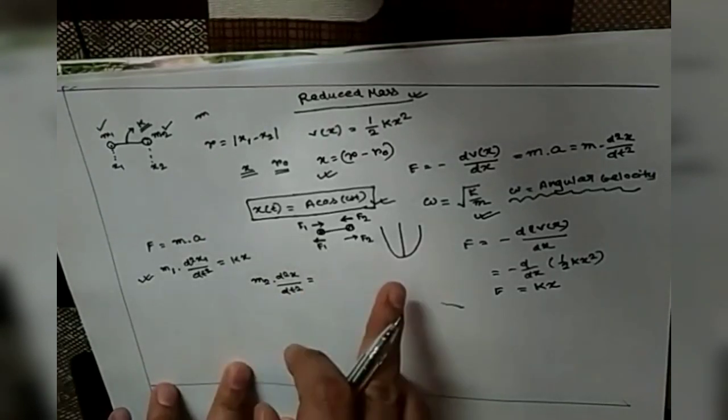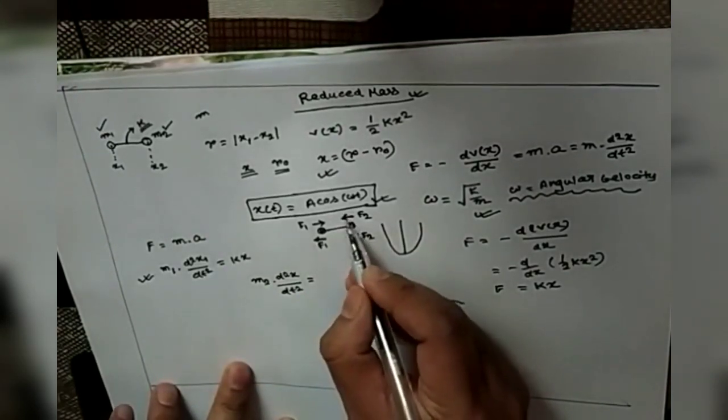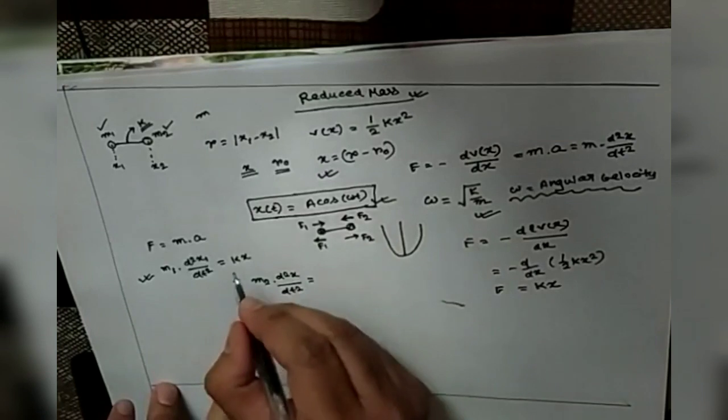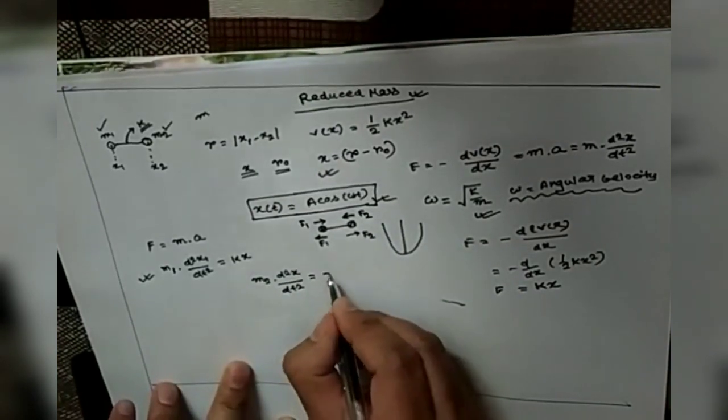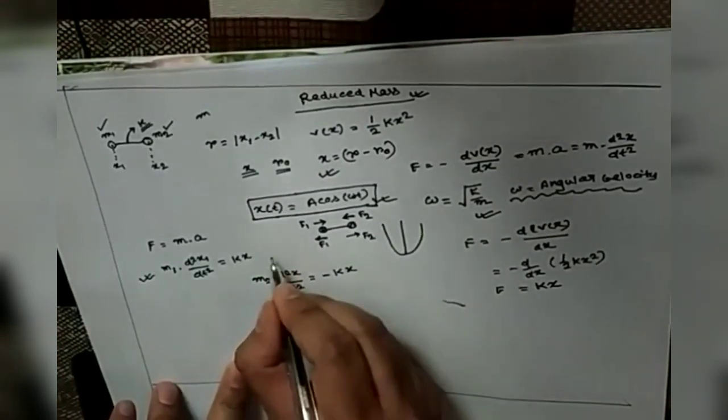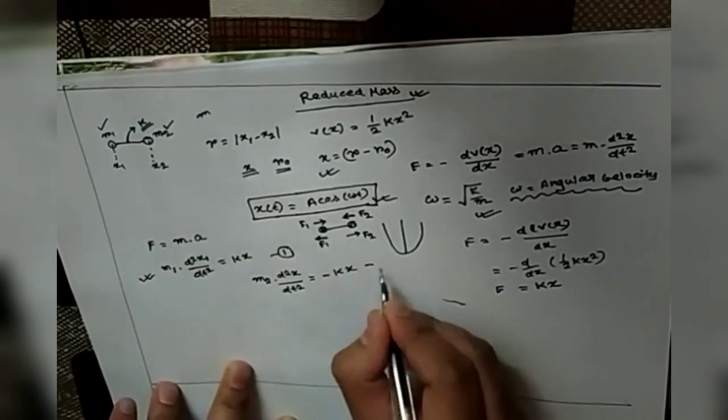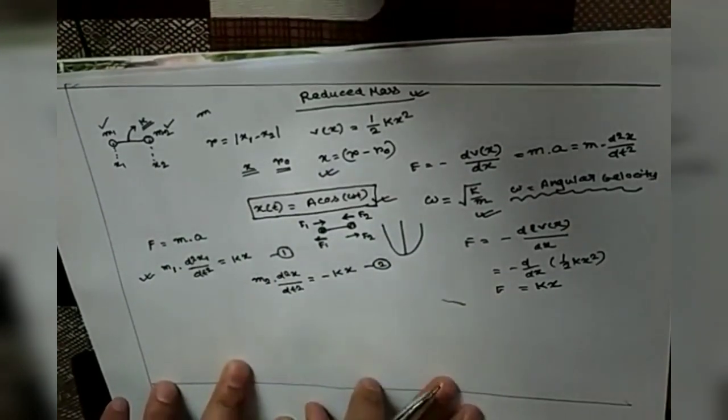Now for the second atom, the equation will be m2 d2x2/dt2. Now you can see that with respect to the first atom, in the case of the second atom, the force is acting on the opposite side. So instead of kx, what will we use? We will use minus kx. So this is equation 1 and this is equation 2.